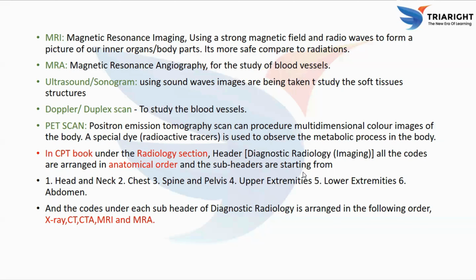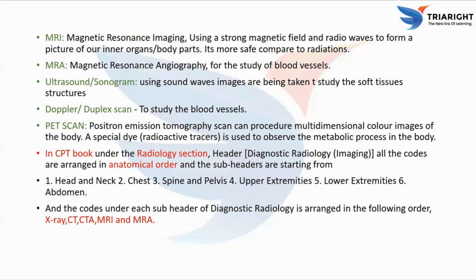Now, how the CPT book arrangement is done, which is very important. The diagnostic radiology section is for imaging. Codes are arranged in anatomical order, not modality order first. What is the anatomical sequence? Head and neck, chest, spine and pelvis, upper extremities, lower extremities and abdomen. Always locate the body part first, then choose the modality.